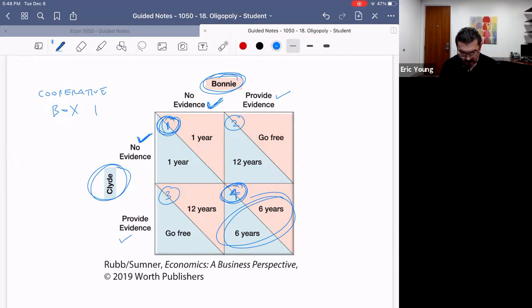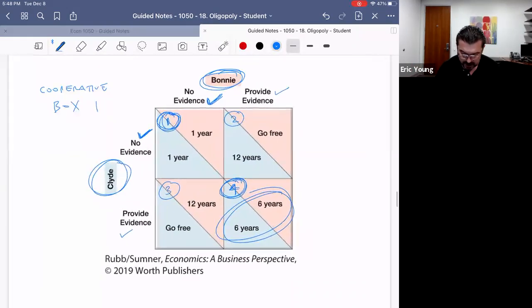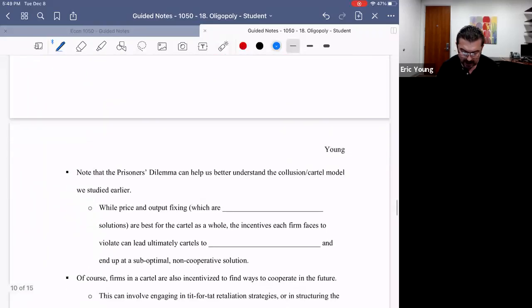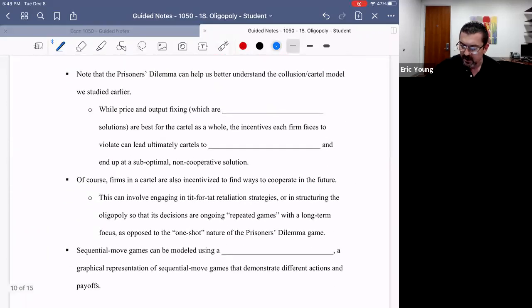If you want, pause the video for a minute, take a look at this payoff matrix, separate out the decisions, and see if you can identify the dominant strategies. If you can do that, you're well on your way to understanding this. So that, my friends, is the prisoner's dilemma.